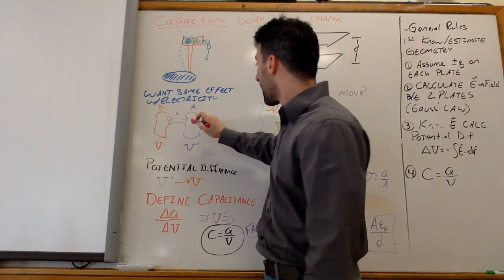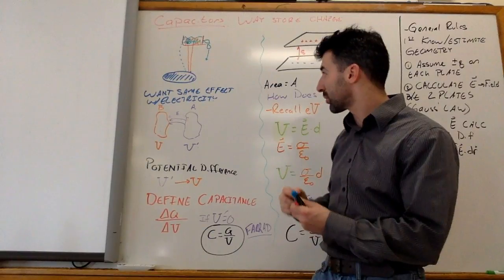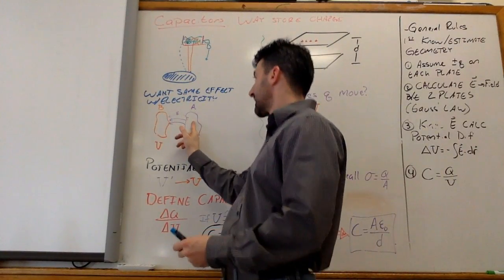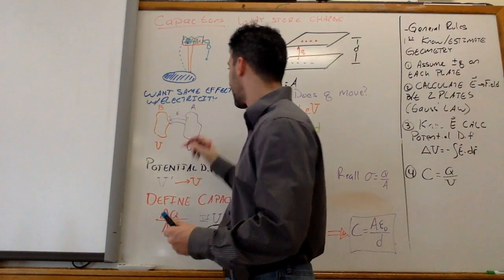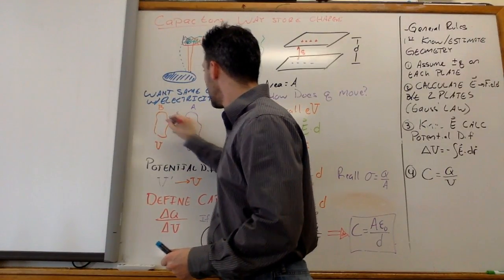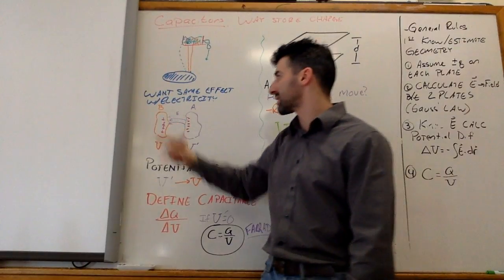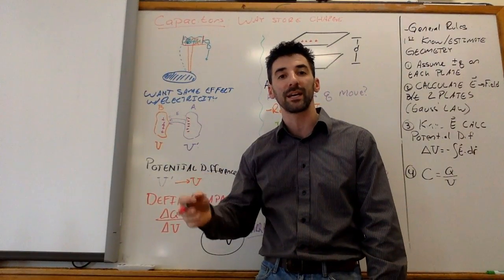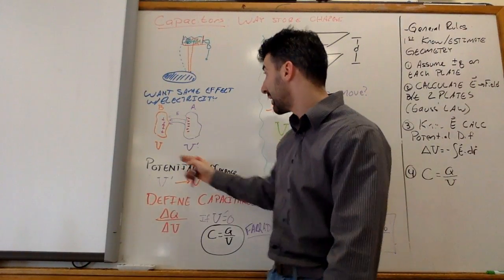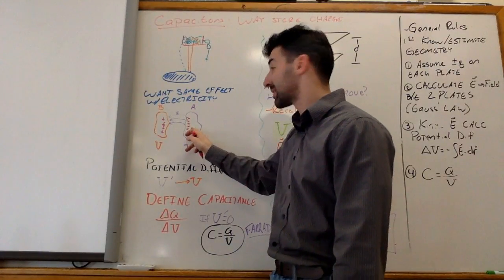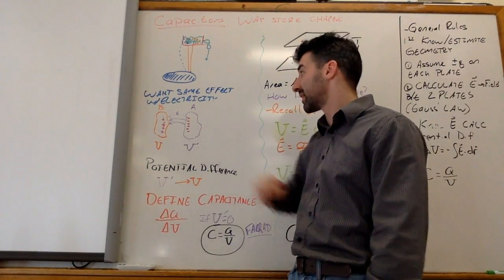I want to start pulling off charge. So what I'm going to do is take a Q and move it over there. Take a Q and move it over there. Eventually, I have a bunch of negatives on that side and a bunch of positives on that side, and I've created a potential difference. I know there are more positive things there and fewer positive things there, thus it's negative.